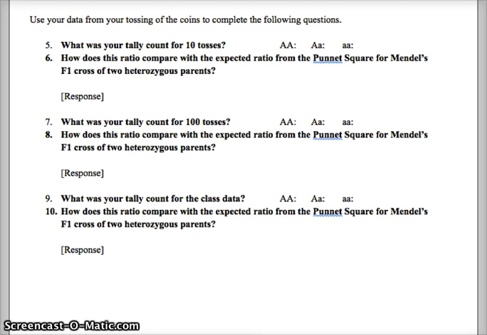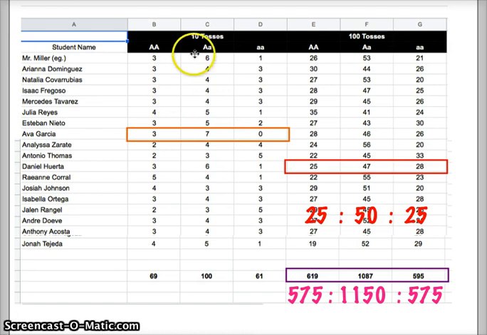When we look at the data, we are looking at the data for 10 tosses, and basically what you're looking at is how do these numbers compare with the ratios we see from Mendel and the probability from the Punnett square. And if that's the case, we should get a 1 to 2 to 1 ratio.